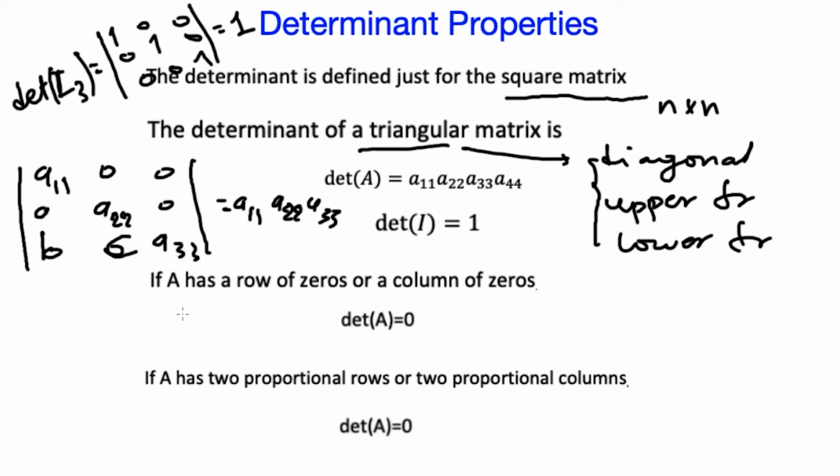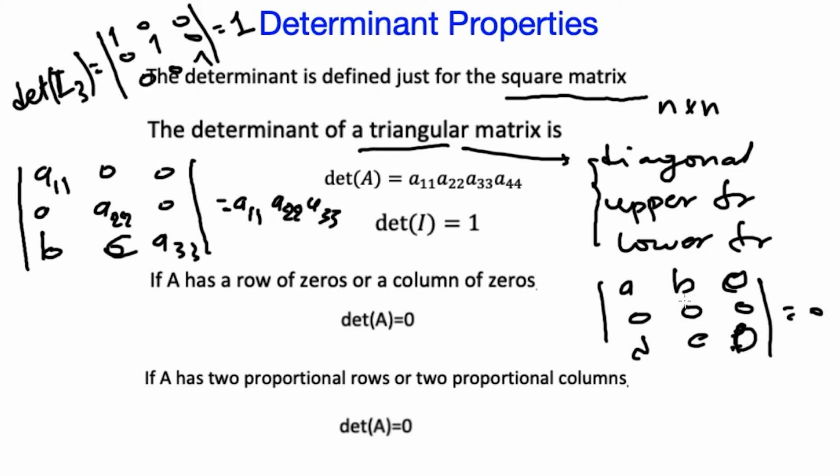And if we have a matrix with a row of zeros or a column of zeros, the determinant is always equal to 0. For example, if we have a matrix with rows A, B, C, then 0, 0, 0, then D, E, F, its determinant is always equal to 0 because it has a row of zeros. Or if we have a column of zeros, with C and F in the other column, so if we have this column of zeros, the determinant is always 0.